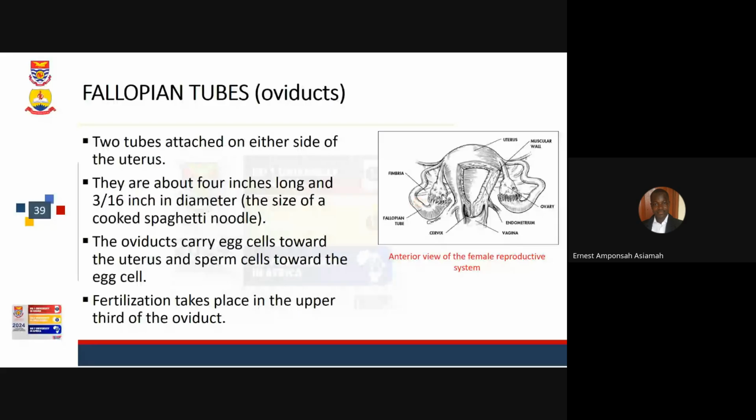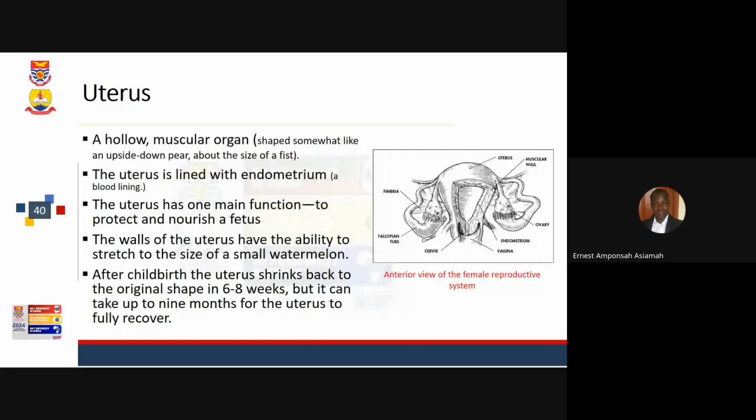So you can see that it also transports the sperm cell towards the egg. Fertilization occurs in the upper third of the oviduct, and when fertilization has occurred, the zygote moves on. Well, there are parts of the fallopian tube: we have the fimbriae, the ampulla, and the isthmus, but I didn't want to really worry you with that, so you can do extensive reading on it. Then we have the uterus.